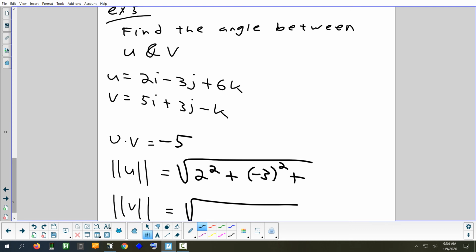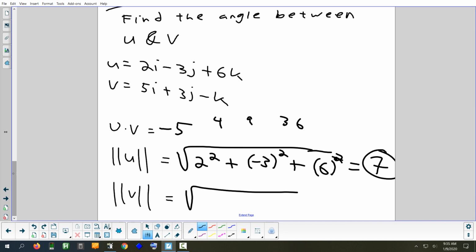Where are we? Oh, wait, magnitude. So we got 2 squared plus negative 3 squared. Megan, what's the last part? 6 squared. So that's going to give me 4, 9, 36. If I add that up, that's going to be the square root of 49, which comes out to what? 7. So that comes out nice.